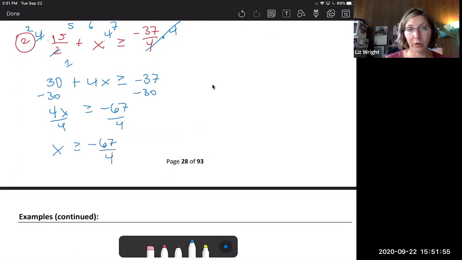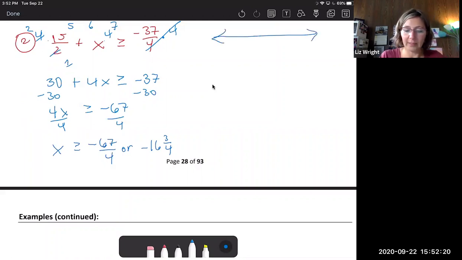That's not very helpful for graphing. So I want you to convert that into either a decimal or a fraction if it comes out to like a terminating decimal. And this one does. This one would either be negative 16.75 or it's going to be negative 16 3/4, right? So then we are going to graph it.